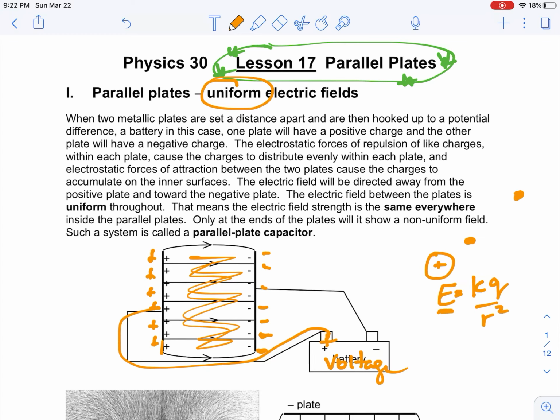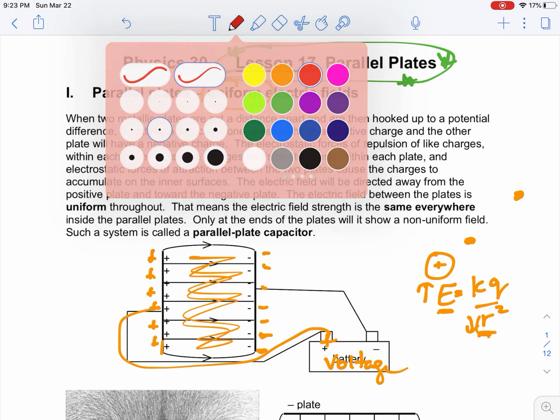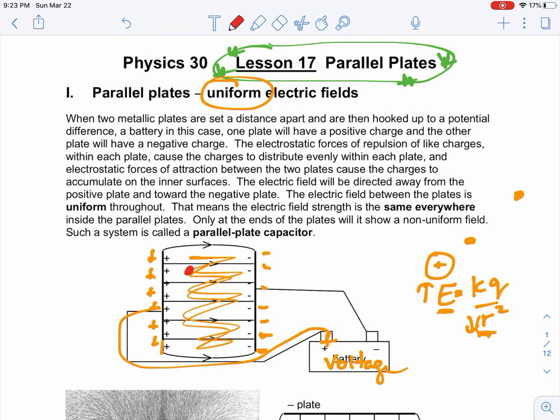So your electric field is inversely proportional to the square of the distance, meaning that if you get closer, or the distance is smaller, your electric field strength is much larger. So this is non-uniform because it's not the same. What is different about parallel plates is that it is uniform, meaning the electric field strength here is the same as it is here, which is the same as it is here, which is the same as it is here.